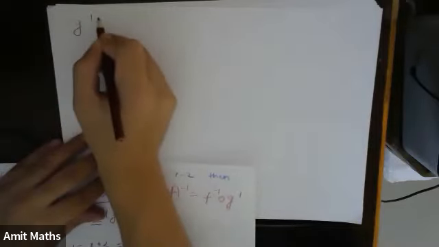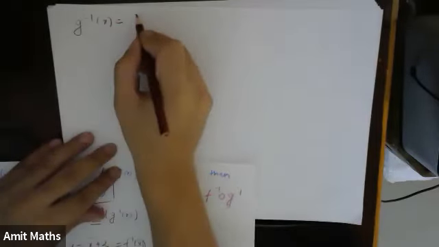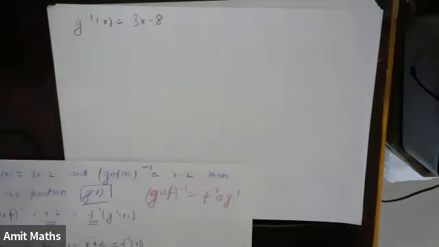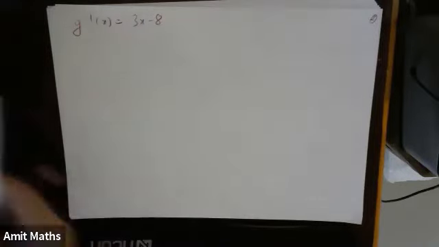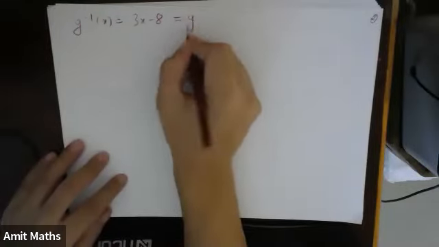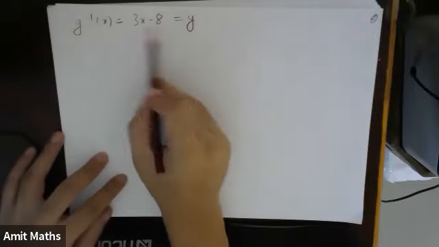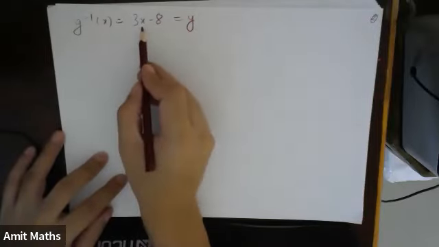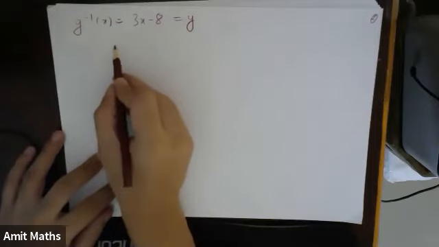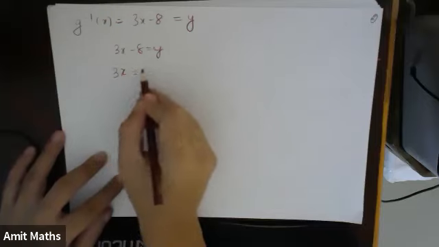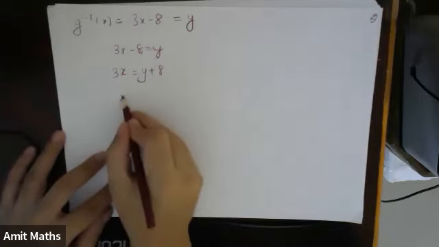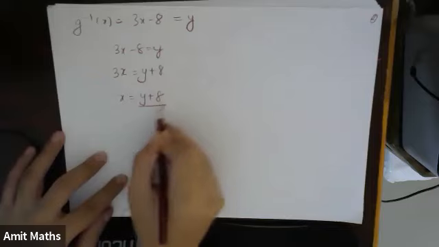Okay. So let's see. They have given g inverse of x is 3x minus 8. From here, what I have to find? I have to find g of x. So what I can take? I can take this is equal to y. To find the inverse of any function, I can take this equal to y, and I can write x in terms of y. So this will be 3x minus 8 equals y. So 3x is equal to y plus 8. So x is equal to (y plus 8) by 3.